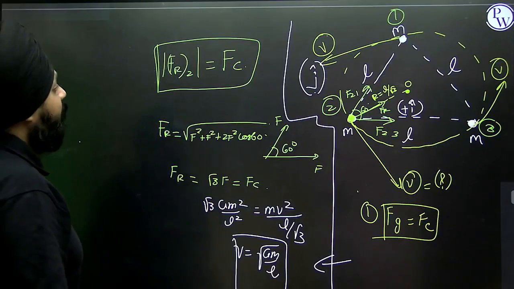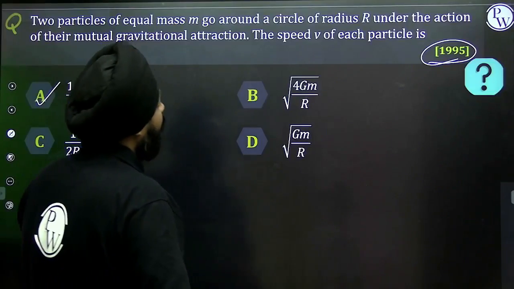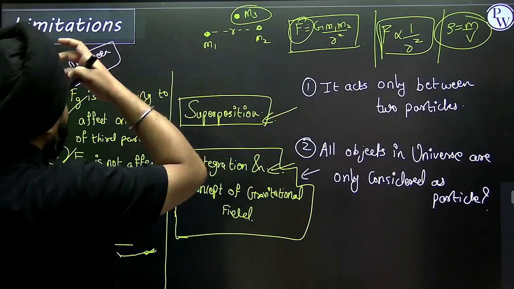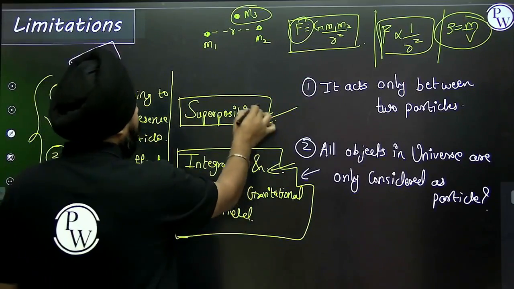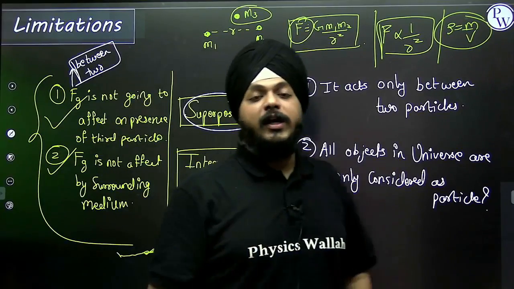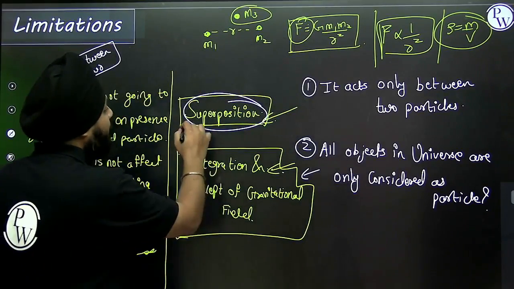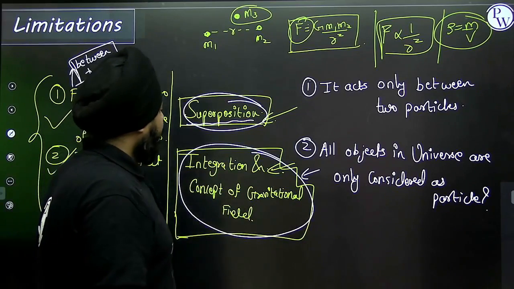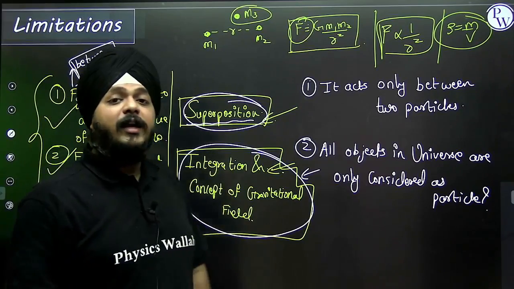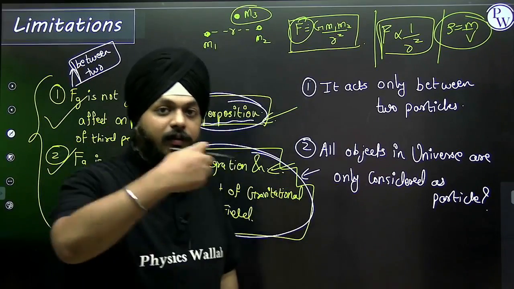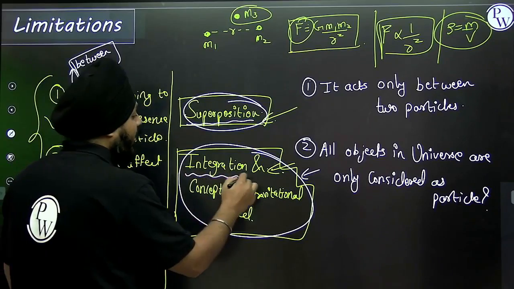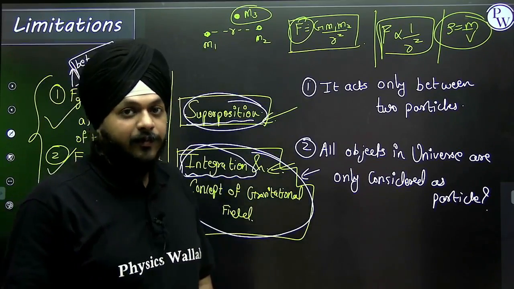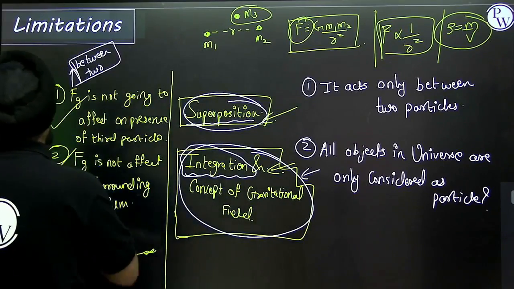We saw the two limitations of Newton's law of gravitation. To overcome the first limitation of Newton's law, we use the superposition principle. Now, this is important: integration and the concept of the gravitational field. What actually the gravitational field is, and how using this integration we are able to calculate the force between them, between one rigid body. Let's take an example for this.